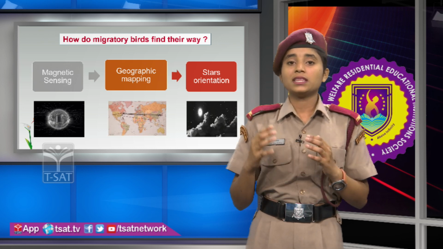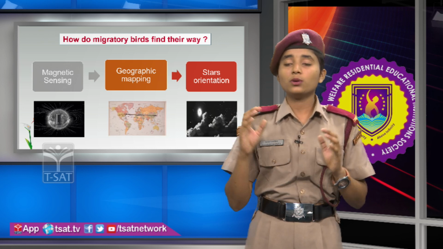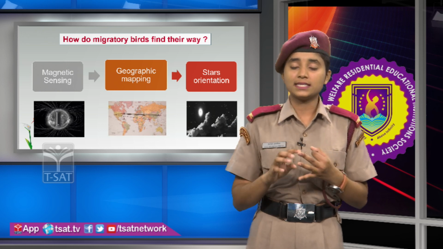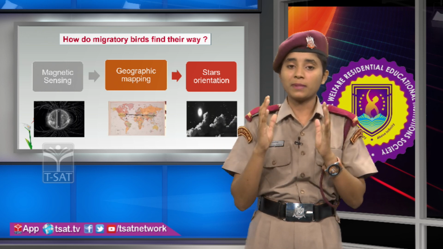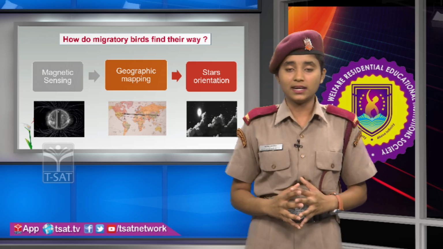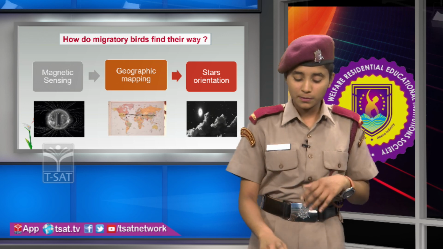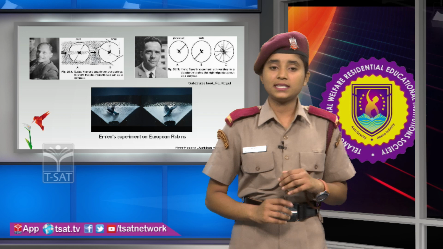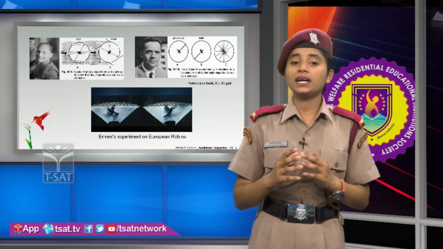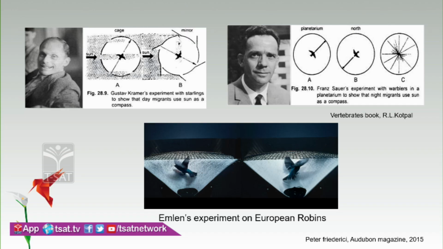Stars orientation. The birds which migrate will use the stars, moon and the sun as resources during their migration. To understand it clearly, some scientists did an experiment based upon this. Let us see them. Gustav Kramer did an experiment on a starling bird. He enclosed this starling bird in a cage and he kept some holes in it and allowed the sunrays to pass through it.